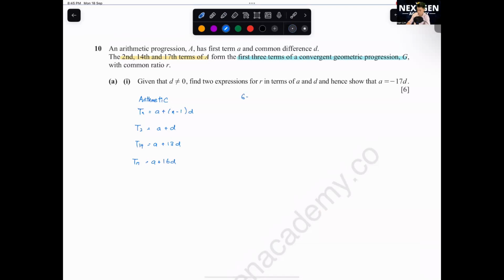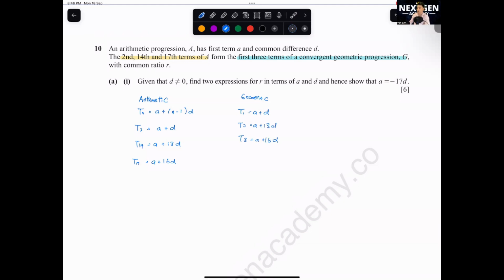Okay, then for my geometric progression, they say my first three terms will follow this one, right? Okay, so my term 1 is a plus d now. My term 2 is a plus 13d. My term 3 is a plus 16d.